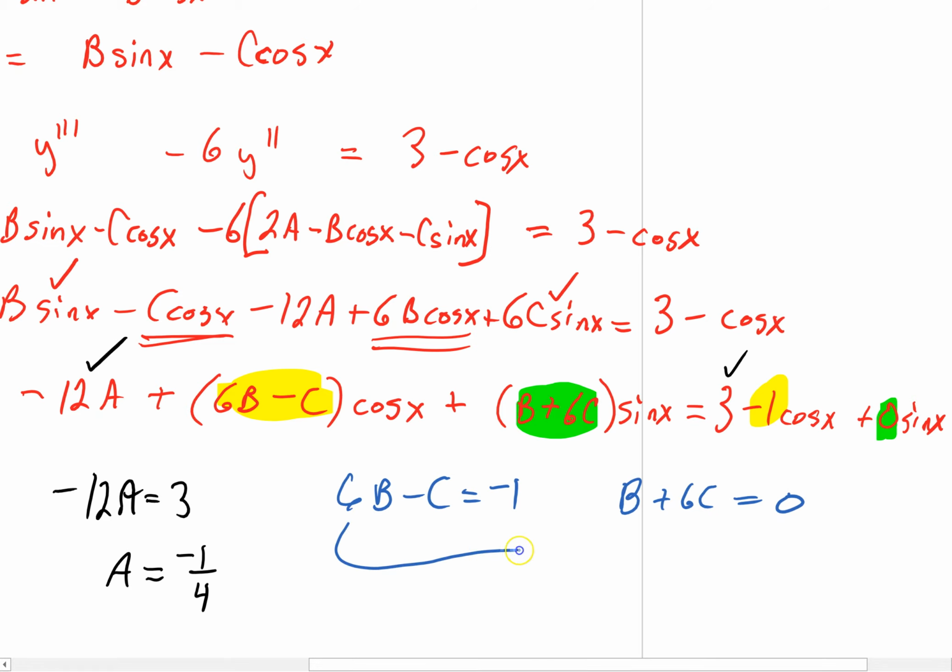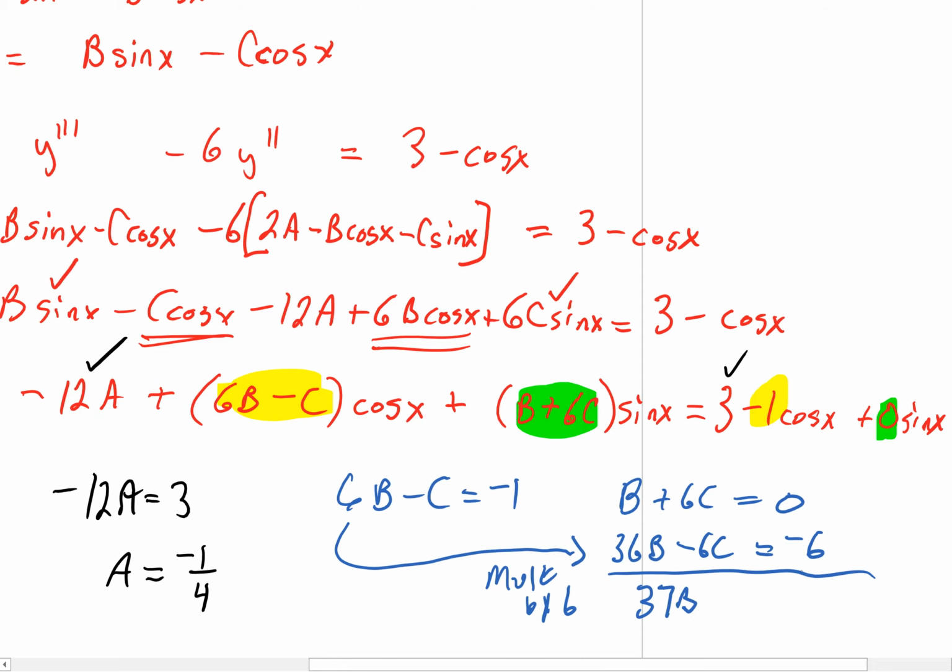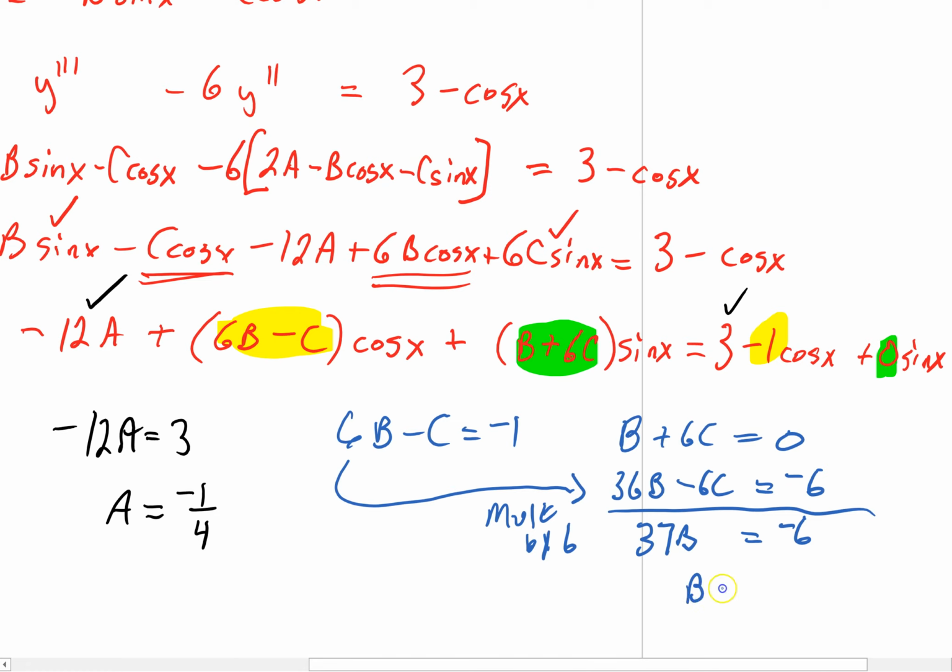Tell you what, I'm going to take this equation, the first one, and I'm going to multiply by 6. And the reason why I'm doing that, I hope you can see, is that thankfully we're going to be able to cancel out the c's. We're going to be able to get 37b equals -6, and then b will equal -6 over 37. And that, in and of itself, is just wonderful. We're so close to finishing up.